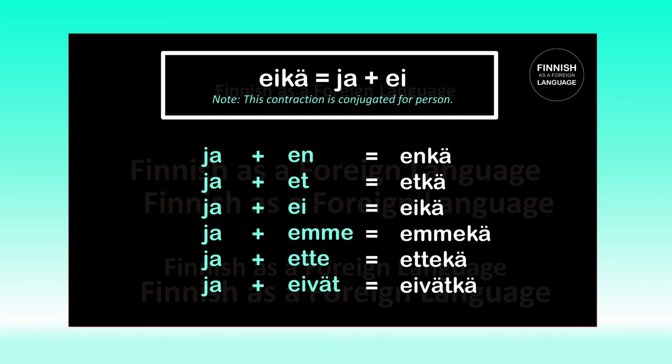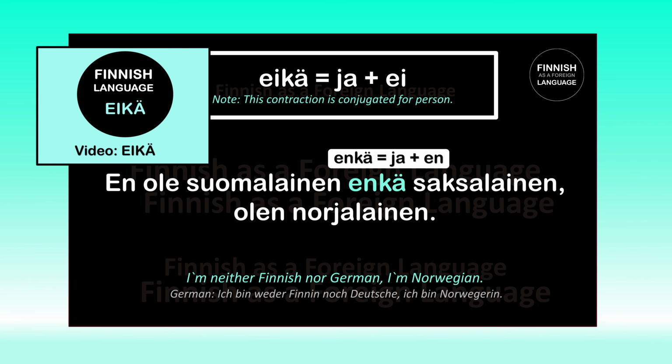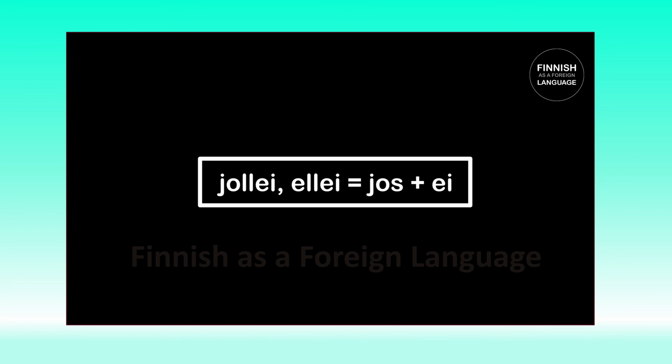So let's repeat again. En ole suomalainen enkä saksalainen, olen norjalainen. I'm neither Finnish nor German, I'm Norwegian. And our third contraction is jollei or ellei. It's a combination of jos plus ei.